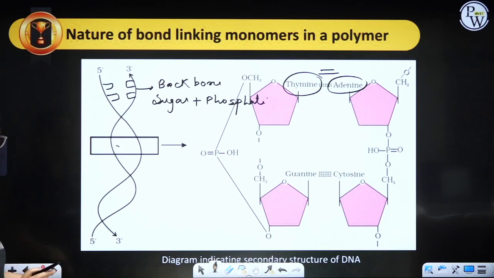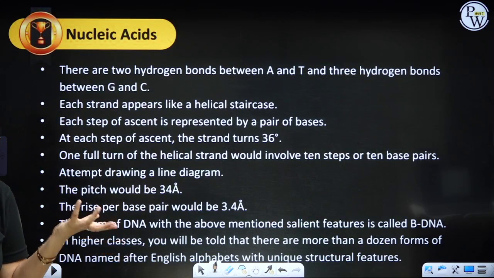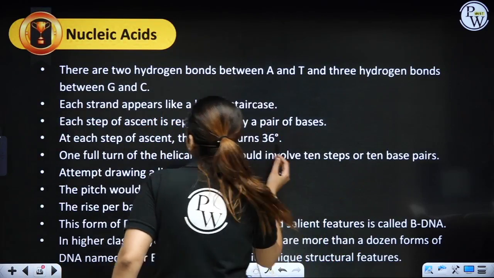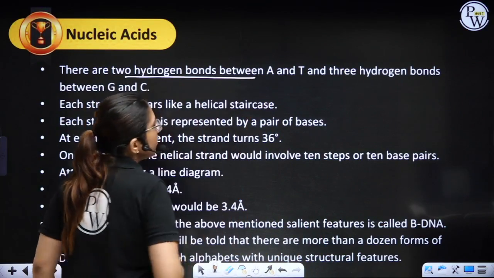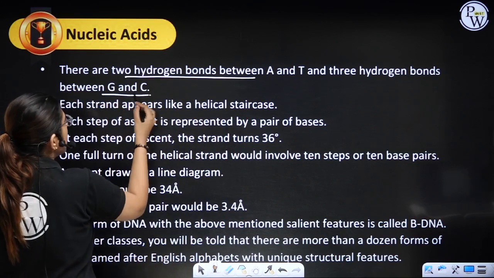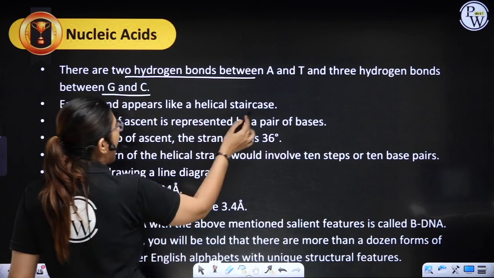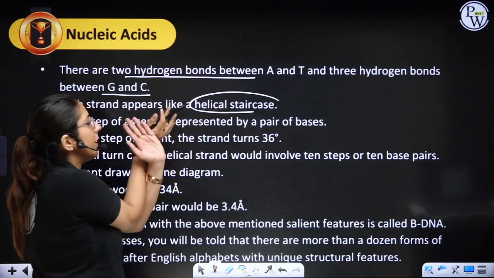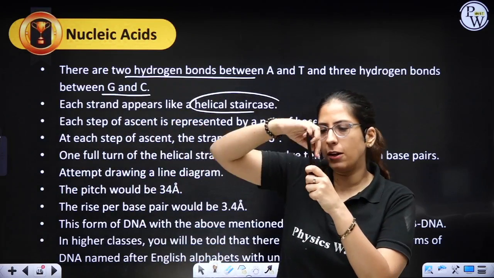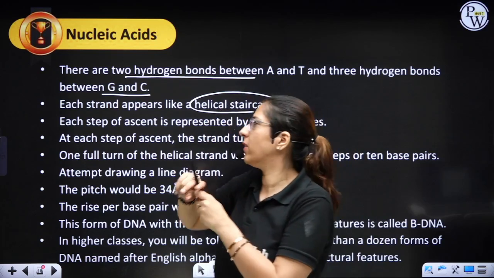Now, some basic things which you have to remember related to this are direct lines from the NCERT. Two hydrogen bonds are present between A and T. I told you in AT you will find two hydrogen bonds, whereas in GC you are going to find three hydrogen bonds. Each strand appears like a helical staircase. It's like we have a wire, an imaginary axis, and around this imaginary axis these two strands are wound together. It is like this.